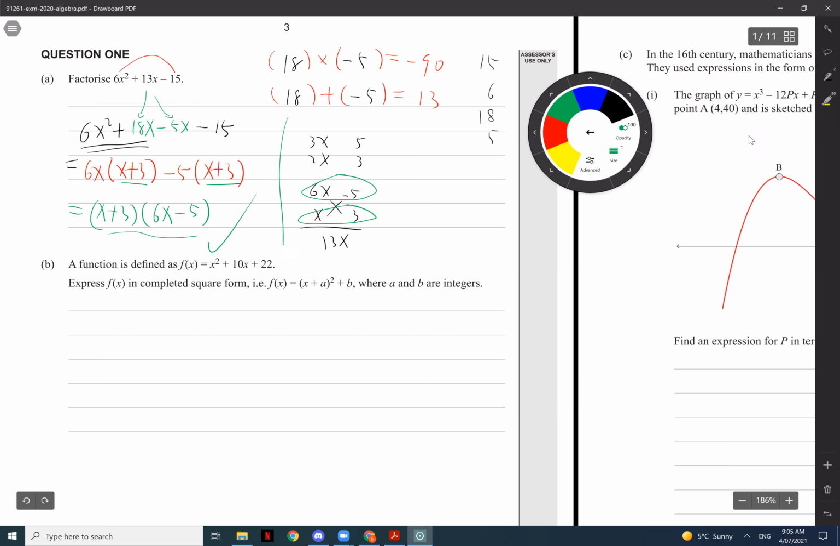Of course, just in case your exam allows a calculator, you can use the equation mode to solve for two values. They give you two values: negative 3 and 5 over 6. Negative 3 means you have x plus 3. 5 over 6 means you can say x minus 5 over 6, or a better one, 6x minus 5.